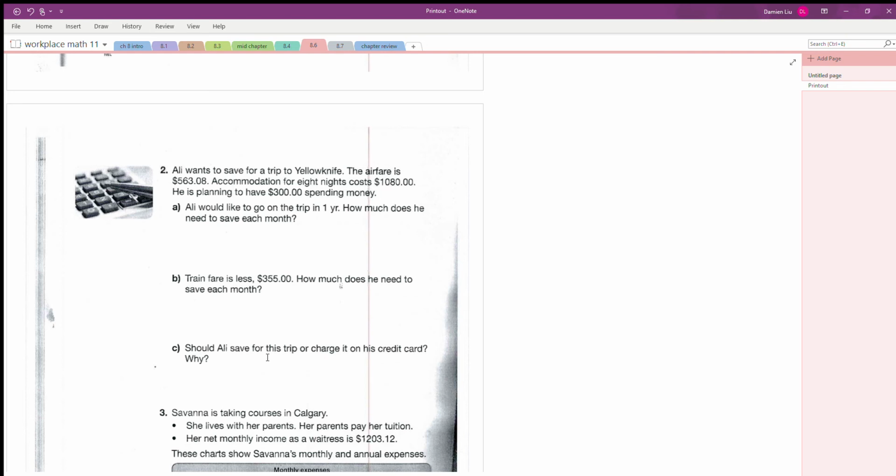All right, so you're going to add the total cost, of course. The airfare is $563.08. Accommodation for 8 nights, so that's a total for 8 nights, not for each night, and then he wants to have an extra $300 spending money. Okay, so you're going to add these values together, get the total cost of the trip, divide by 12. That'll get you the monthly cost.